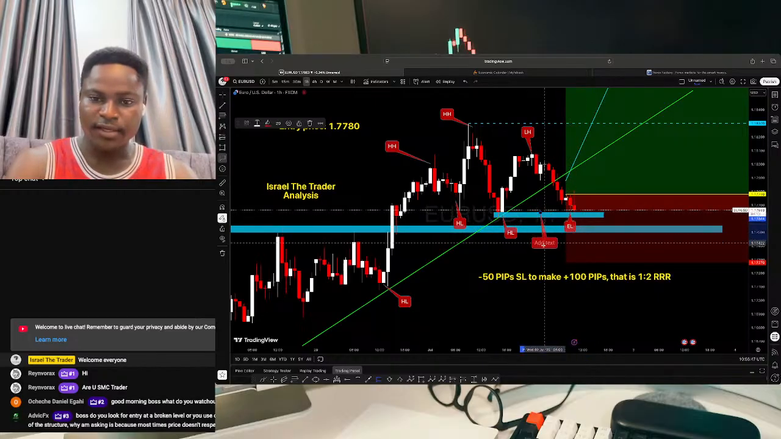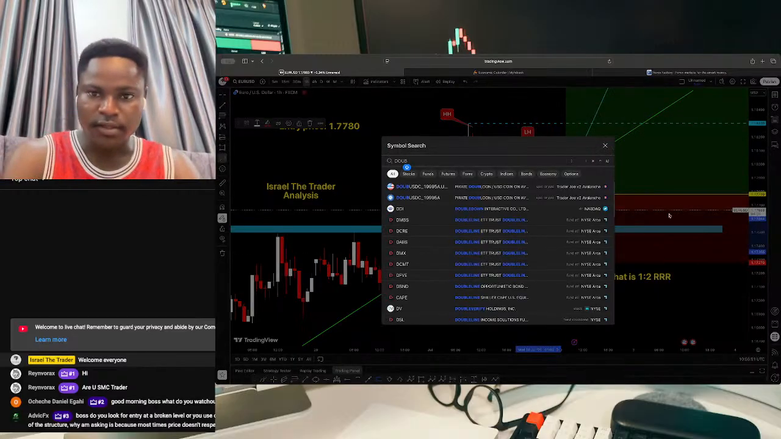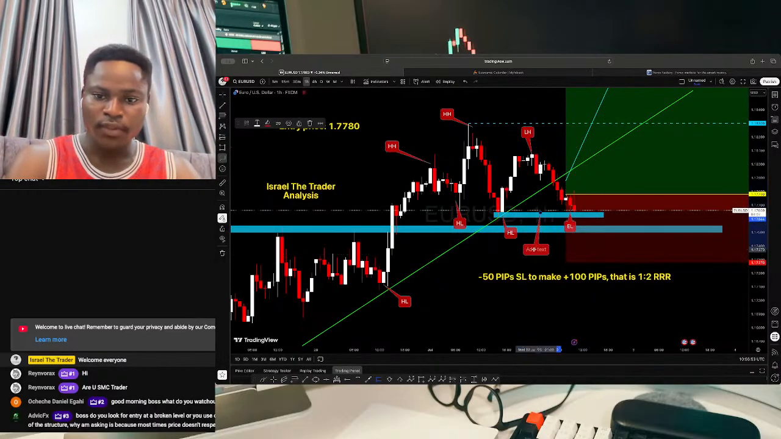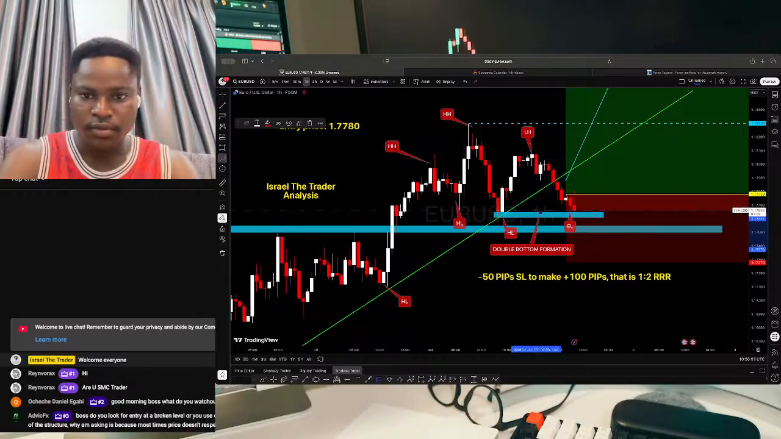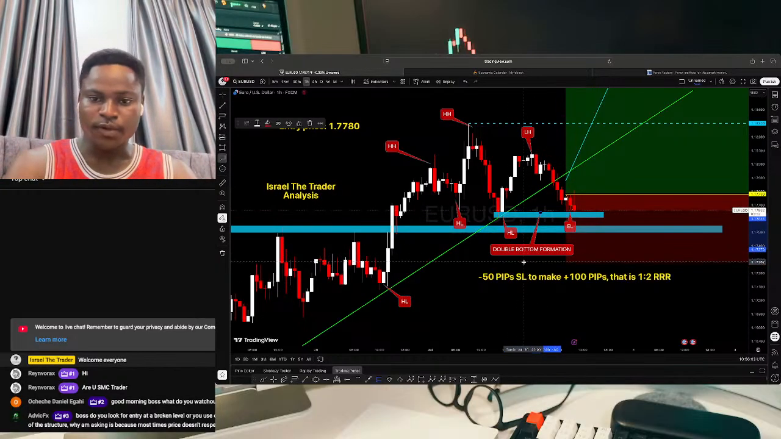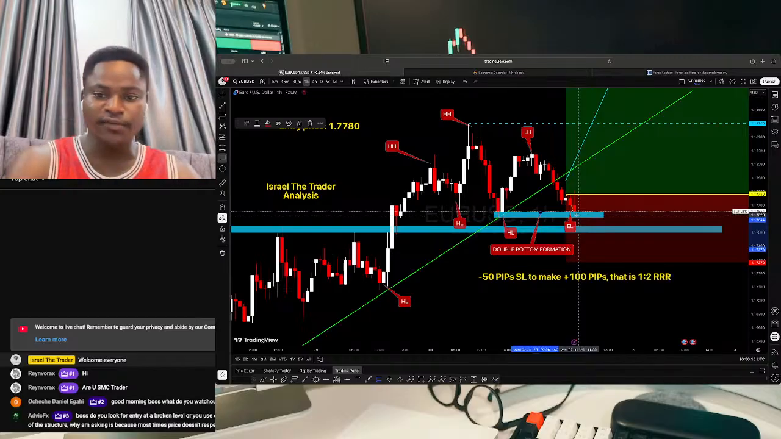Then here is going to give us what we refer to as a double bottom formation. This is a double bottom formation, right? If eventually the market decides to retrace back and continue to go back up to the upside at this level, this is what we call a double bottom formation. That's why I said my trade is still valid.